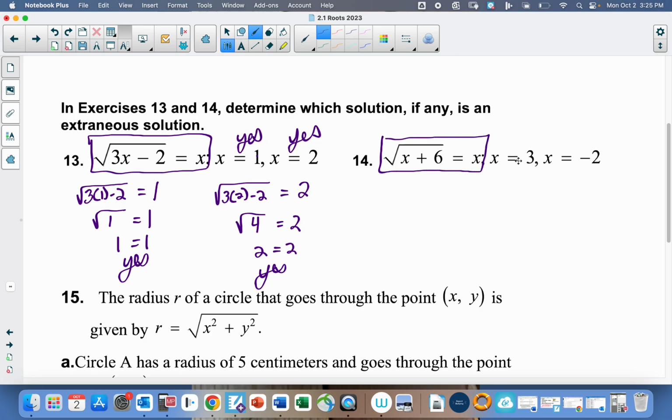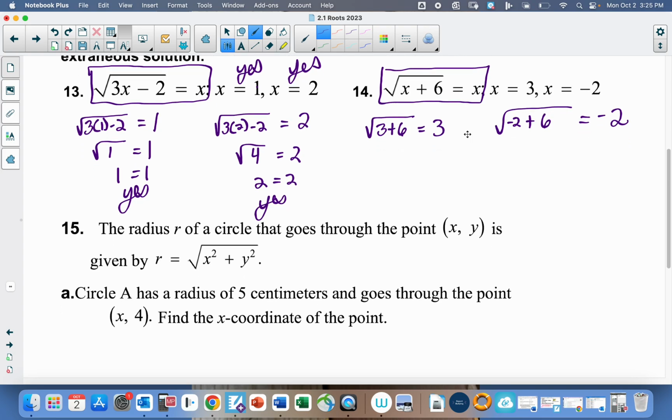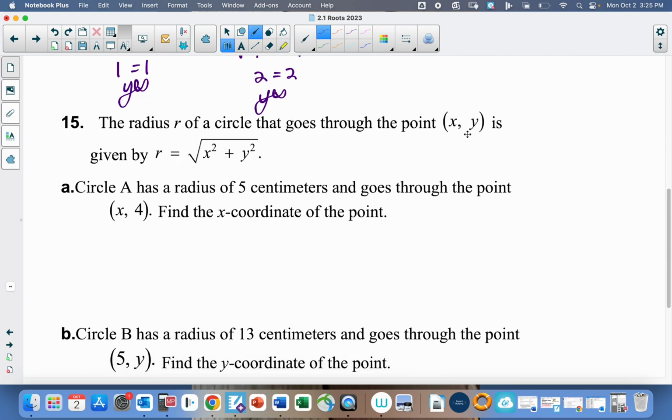In 14, then, you're going to be plugging in the 3. So you're going to be checking 3 plus 6 and seeing if that's equal to 3. And then you're going to come over and plug in the -2. -2 plus 6, is that equal to -2? And if it's not, then you'll say that it's extraneous. Okay? 15.